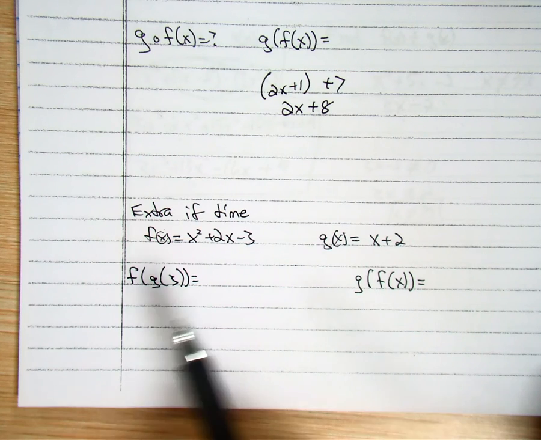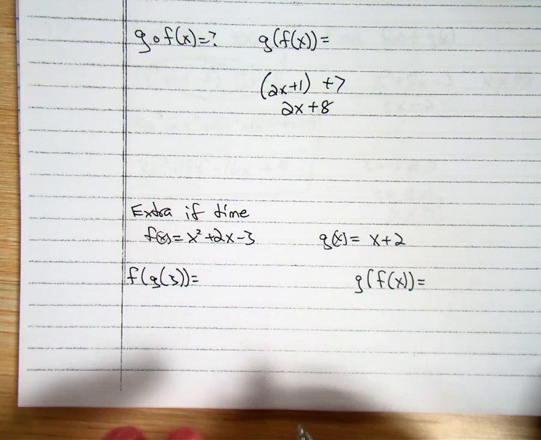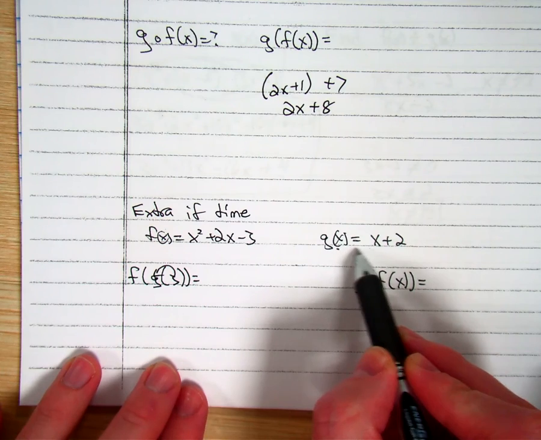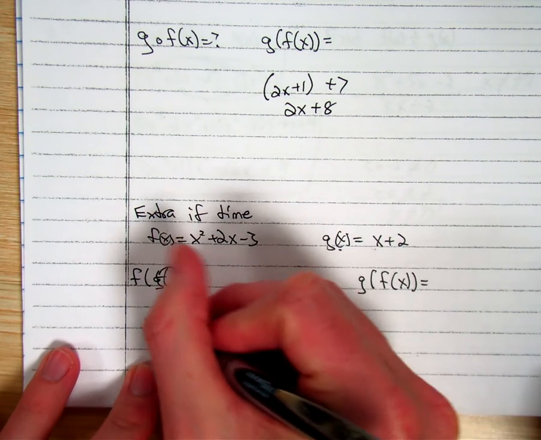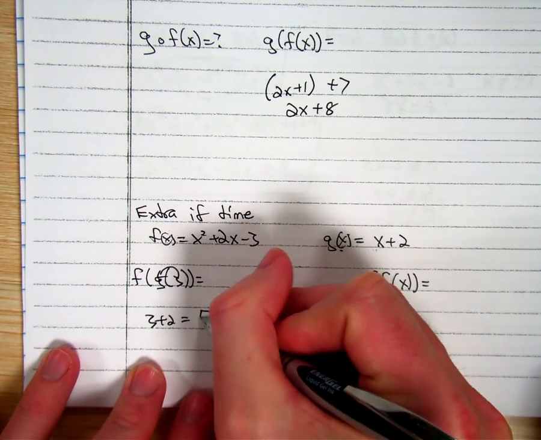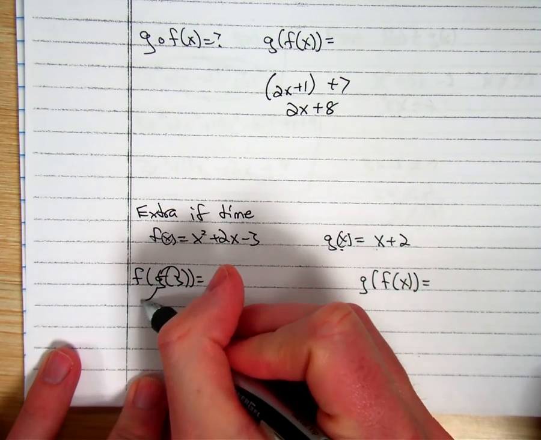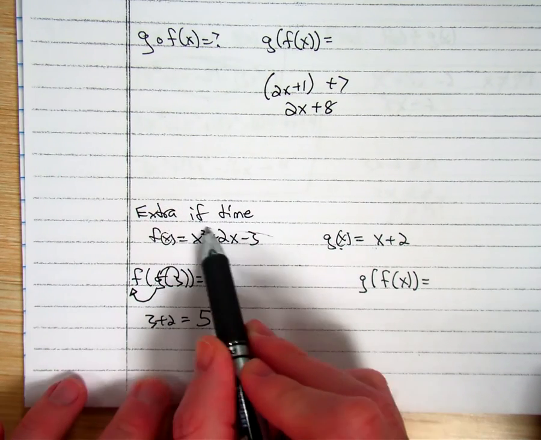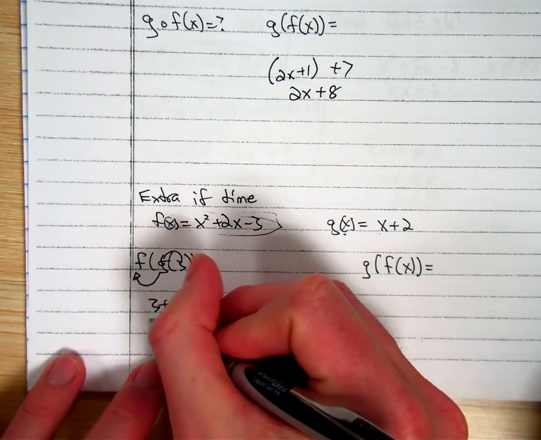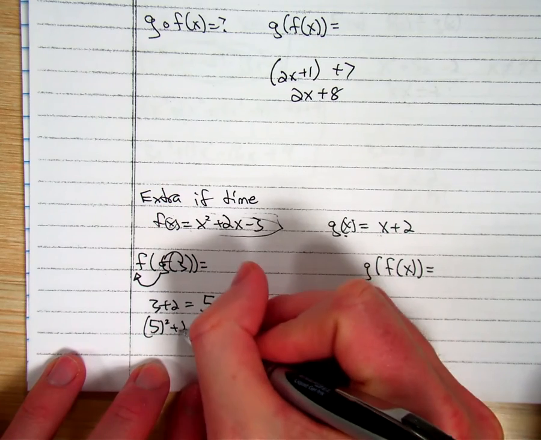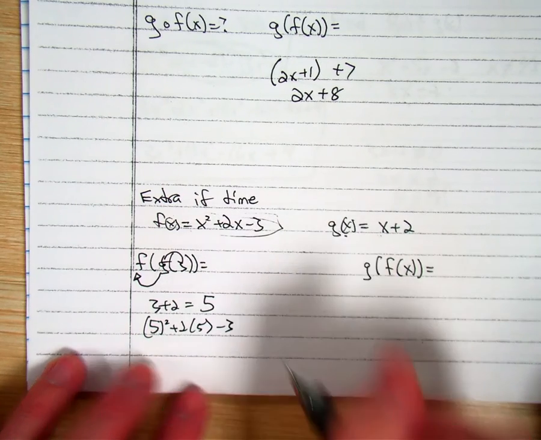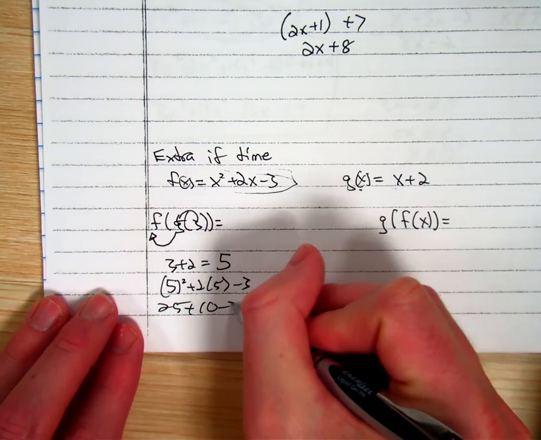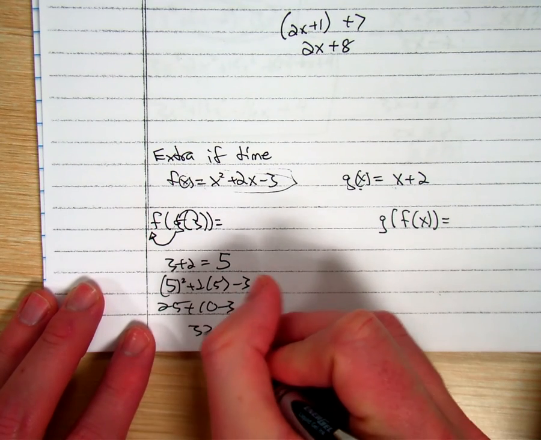Welcome back. Let's see how we did. Hopefully we got this under control here. We're going to put 3 into the g equation. G equation here is x plus 2. So we're just going to have 3 plus 2. No big deal. That's 5. Now I take the 5 that I got from the answer of the g equation. I'm going to drop that in for all the x's in the f equation. So we've got 5 squared plus 2 times 5 minus 3. 25, 10, minus 3. We're going to have 32.